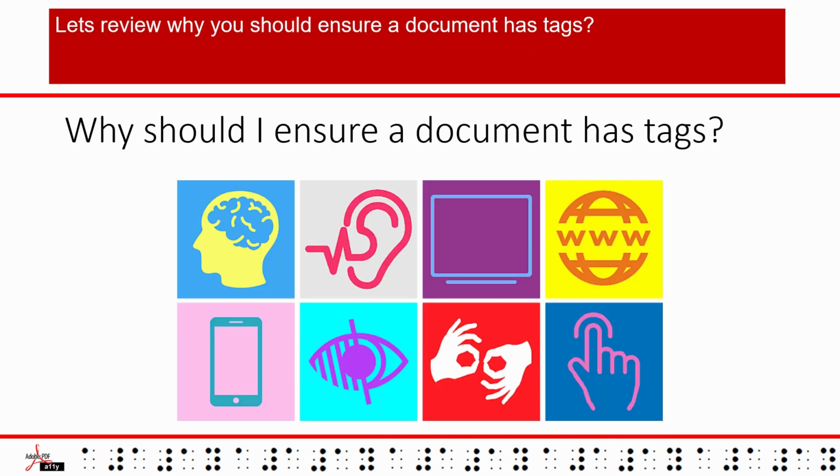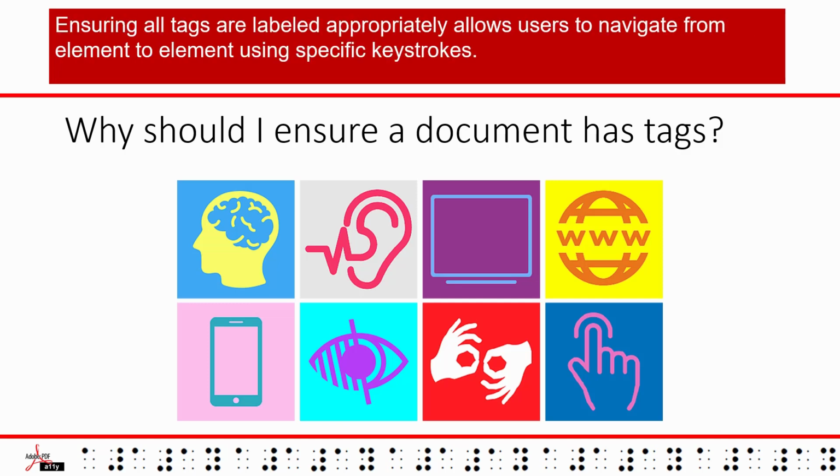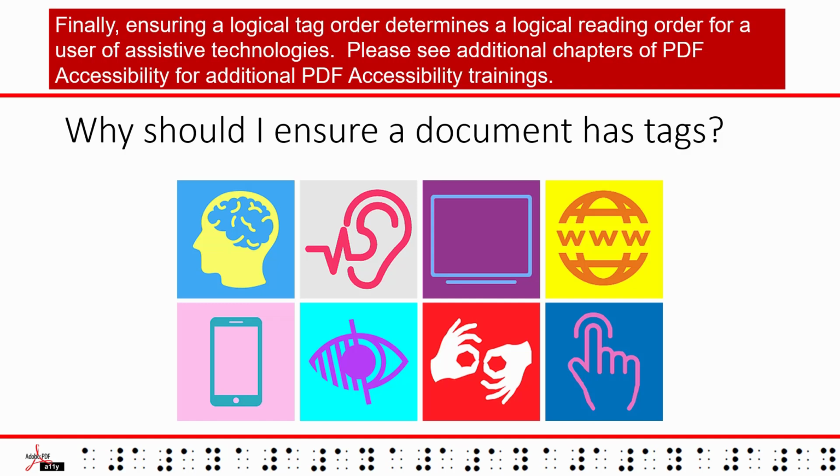Let's review why you should ensure a document has tags. Tags determine almost all of the accessibility of a document. Without tags, a user of assistive technology cannot access any of the content of a document. Ensuring all tags are labeled appropriately allows users to navigate from element to element using specific keystrokes. For example, when headings are appropriately tagged, a user can navigate from heading to heading and understand the relationship between each heading. Finally, ensuring a logical tag order determines a logical reading order for a user of assistive technologies.